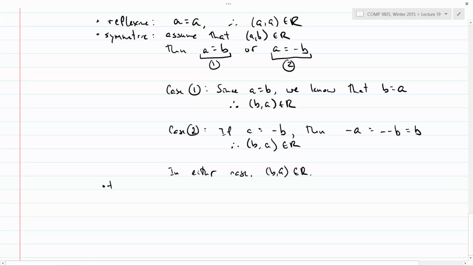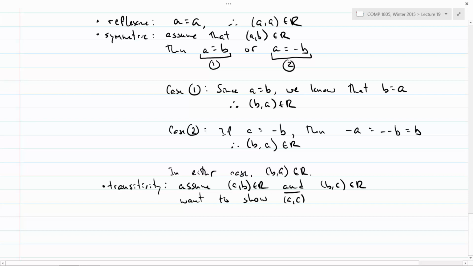All right, and then the final thing is transitivity. And sometimes this is a bit of work. So let's go through that. The way you prove transitivity is also typically using a direct proof. So assume AB is in R and BC is in R. We want to show that AC is in R. That's our goal.